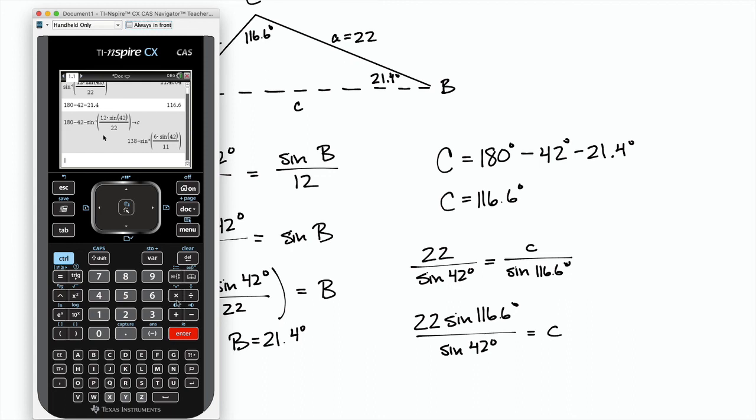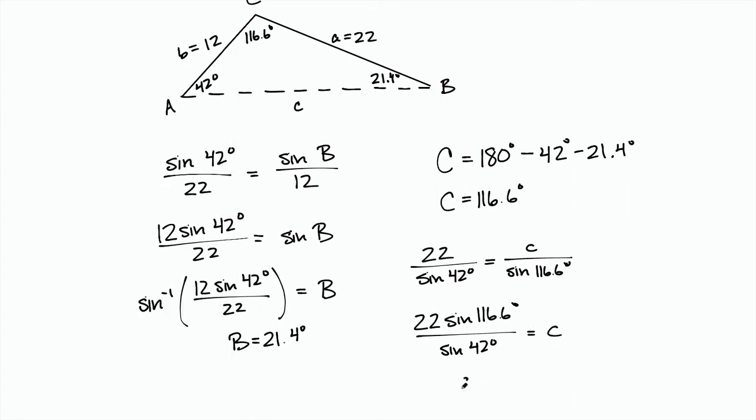So now I've got C, and now that's this angle here. Now I'm going to go ahead and type that in, 22 sine of the angle C, and then over sine of 42. And this way I'm not using a rounded form in that calculation, and I get my side length. Okay, round that to 29.4. Side length C is 29.4.